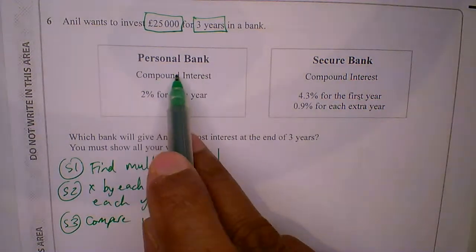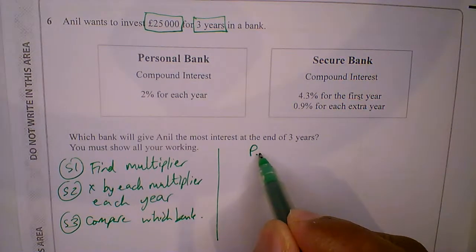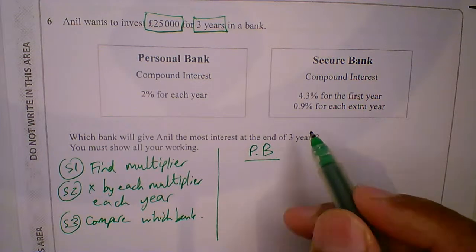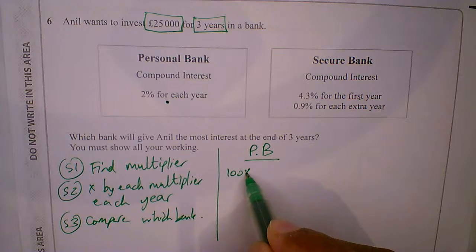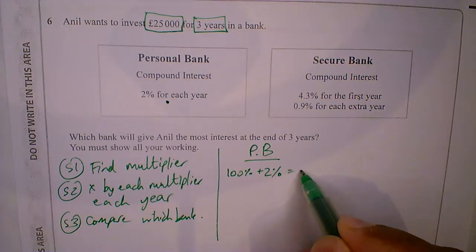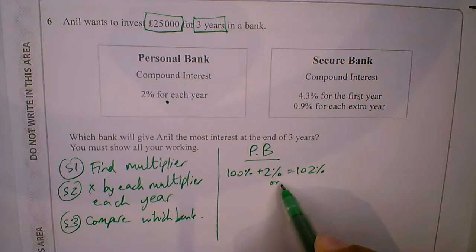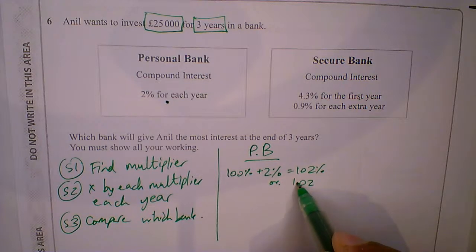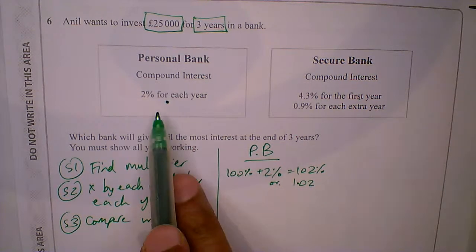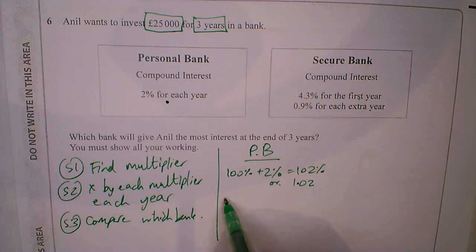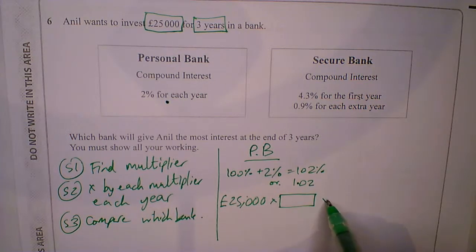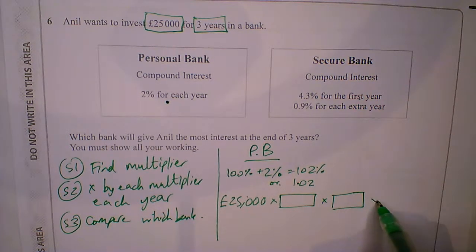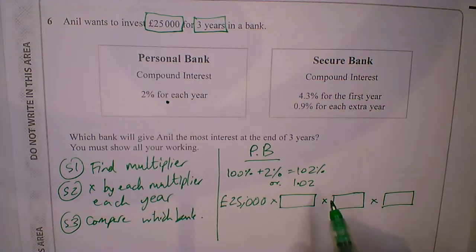So let's look at personal bank, PB. Okay, so 2%. So I've got 100% plus 2% equals 102%, or 1.02 as a multiplier for each year. So that means I've got £25,000 and I'm working out for 3 years. 1, 2, 3 years. So I'm going to be multiplying for each year.